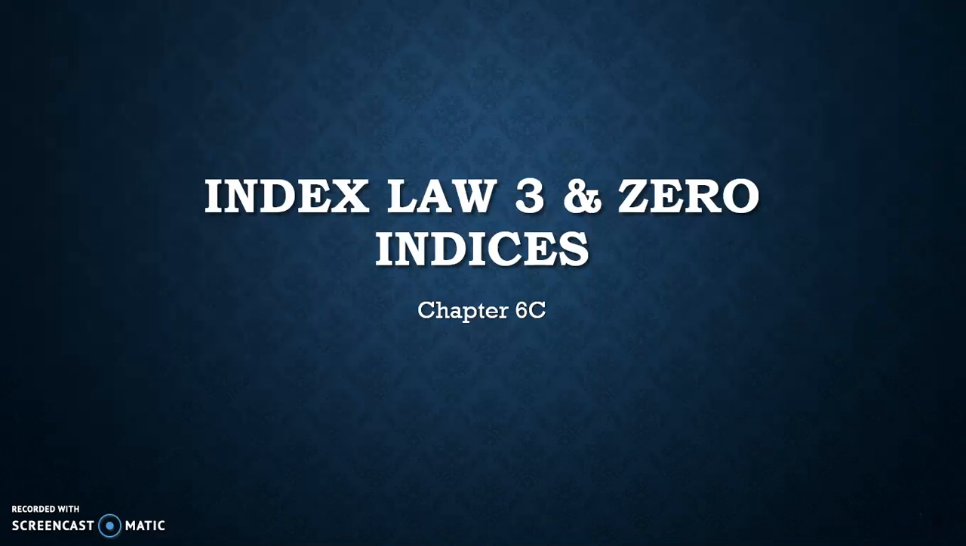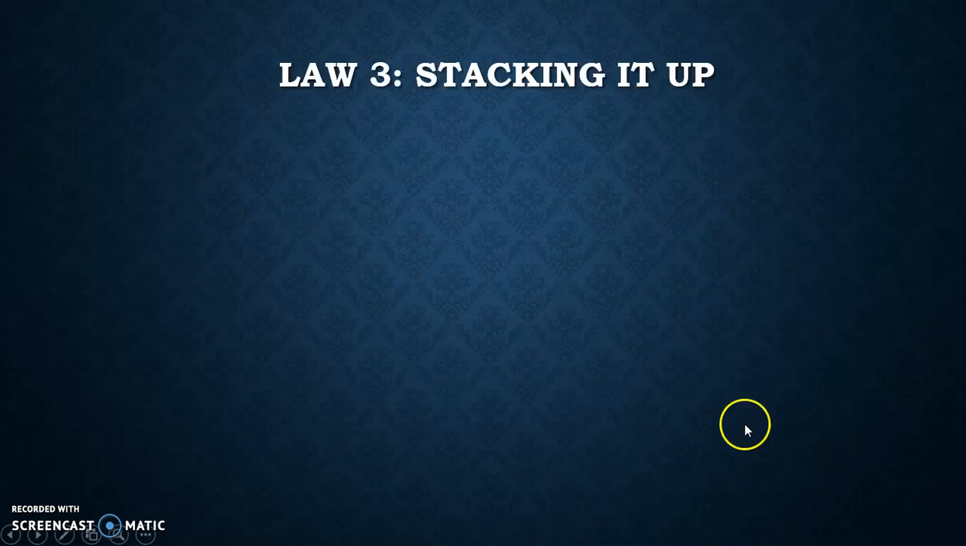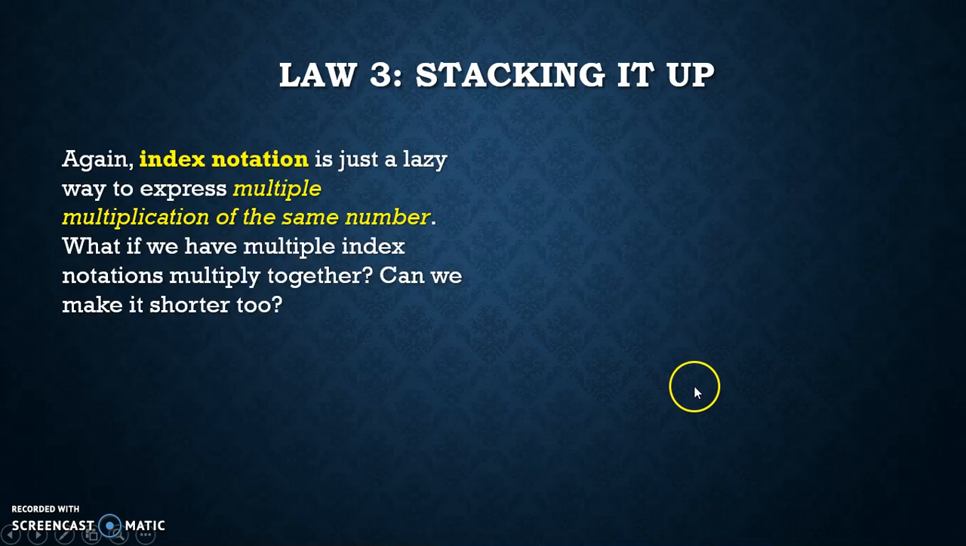Index law number 3 and zero indices. So index law number 3, we can remember it as stacking it up. Again, index notation is just a lazy way to express multiple multiplication of the same number. Then what if we have multiple index notations multiplied together, like this one?